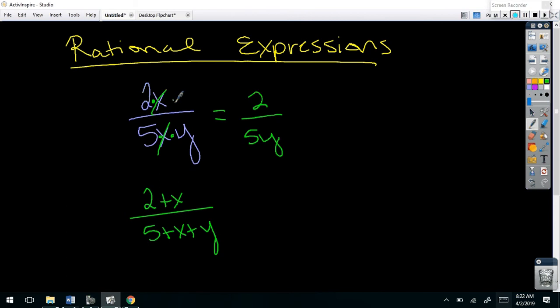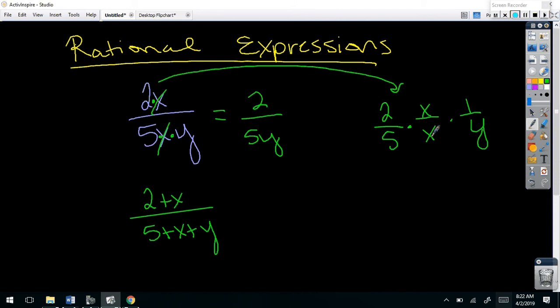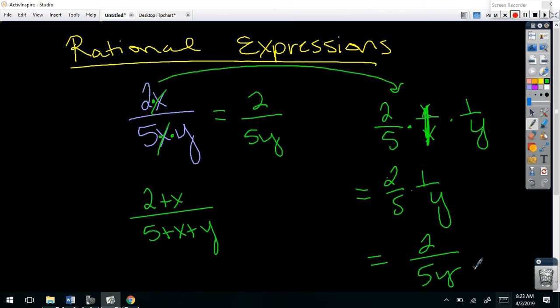Here the reason is, somebody asked what's the reason. Well, because when you multiply, this is the same thing as 2/5 times x over x times 1 over y, right? X over x is 1, and you can multiply 1 by anything, it stays the same. So then I still have 2/5 times 1 over y, which is 2 over 5y. That's why it cancels. Anything over itself is 1. You don't have to put the 1, it's implied.